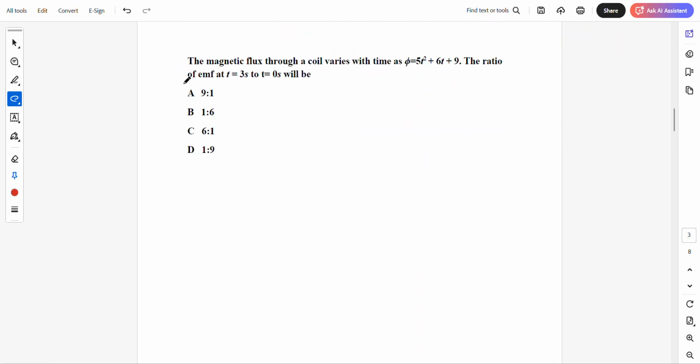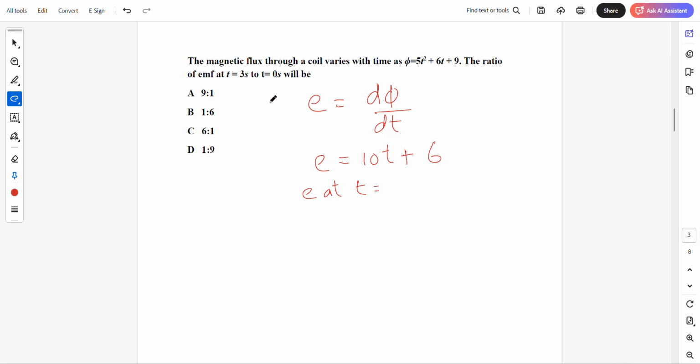Very easy sum. Now let us see what they have given. The magnetic flux through a coil varies with time, same. Now I can directly write E is equal to, taking the magnitude, d phi by dt. Directly I can calculate this as the differentiation, 10t plus 6.